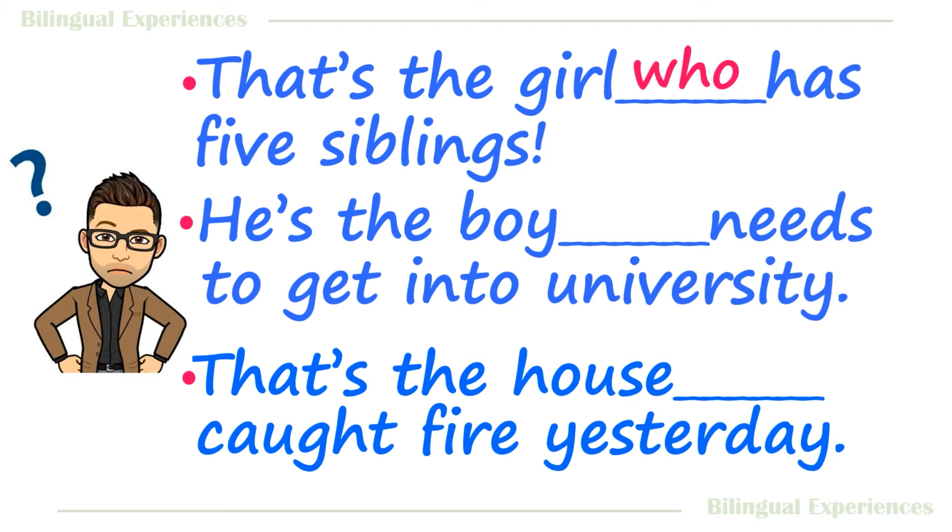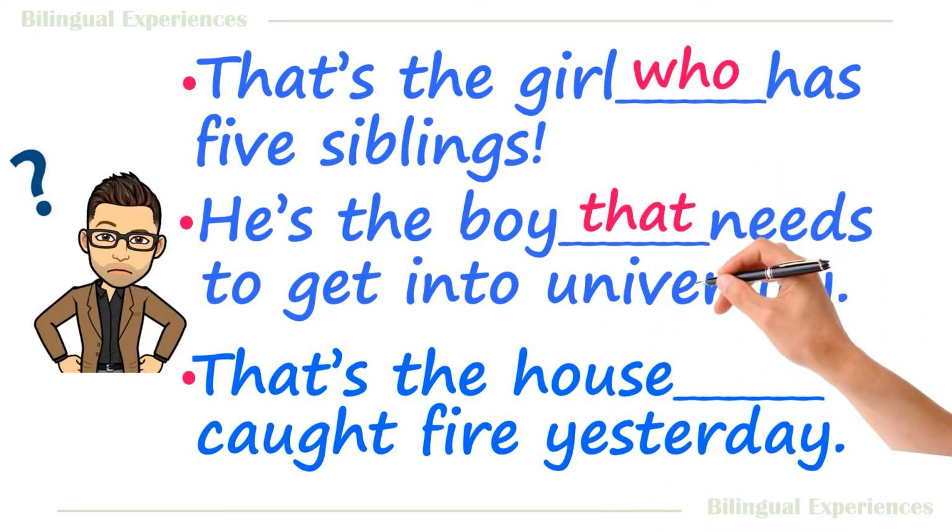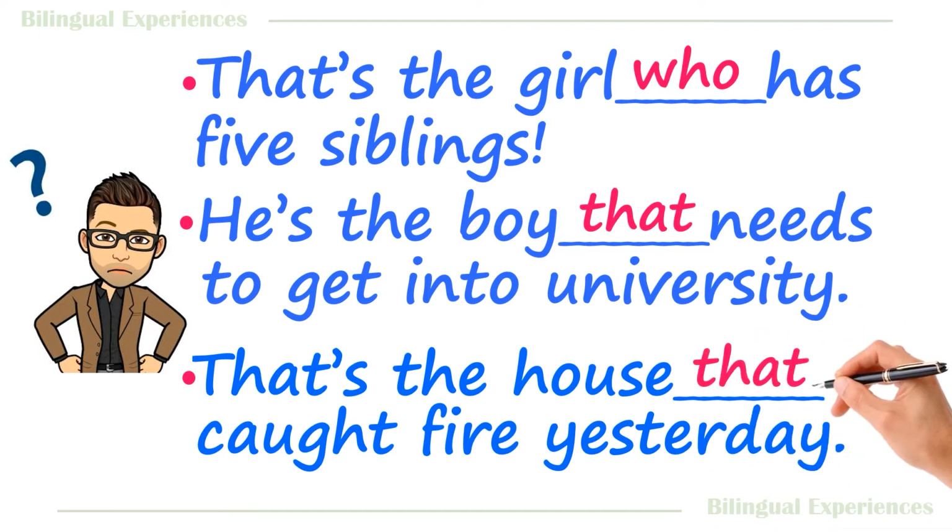In number 2, we are talking about a boy, so we can use who. But notice that we can also use that for people. Here's the boy that needs to get into university. And what about number 3? That's the house. A house, so we are talking about a thing. That means that we have to use that. That's the house that caught fire yesterday.